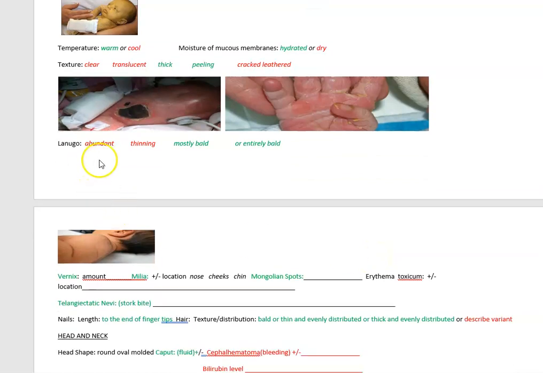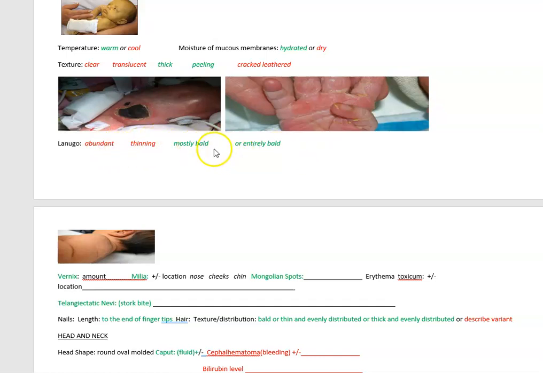Lanugo is a normal gestational change during development, and it's this fine hair that covers their shoulders, their back, and their abdomen. It holds the vernix on. The vernix is white and looks like cottage cheese, but it's actually oils and skin cells, and that protects the baby. But around 34 to 36 weeks, this lanugo starts to fall off. So if a baby comes out and it has a lot of lanugo, we really worry because we know the baby could be very immature.